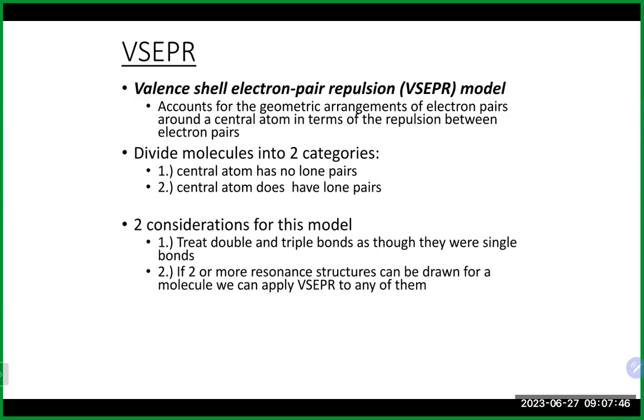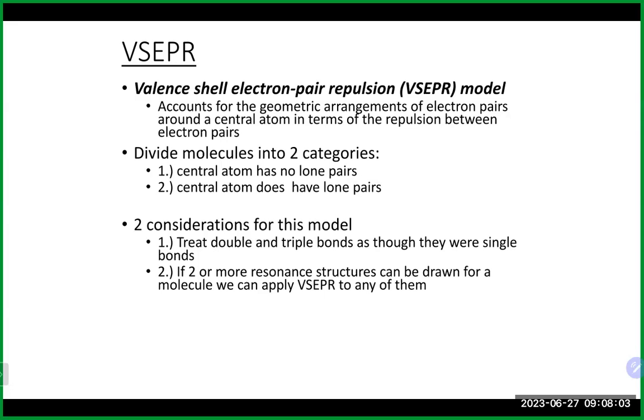pairs. So there are certain molecules that do not have lone pairs. That pretty much means when you draw your Lewis structure, no dots, right? And there are molecules that do have lone pairs on the central atom. That pretty much means when you draw your Lewis structure, you've got dots on the central atom. So that's a quick way to do it.